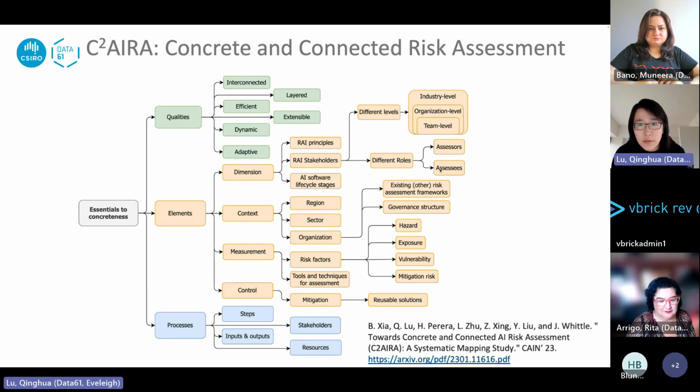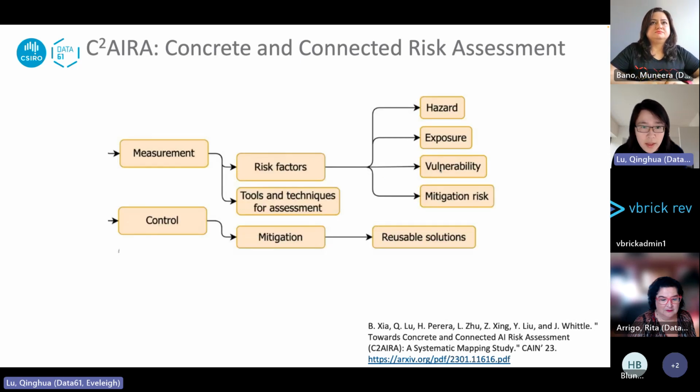And we started our work from a mapping study of all the existing risk assessment frameworks, which we tried to understand the gaps in this area. So we have identified that one of the major problems is there's a lack of concrete and connected methods for assessing AI system risk. What we mean by that is, for the measurement of risk, there can be different risk factors, not only hazard, but also exposure, vulnerability, and risk introduced by mitigation solutions.